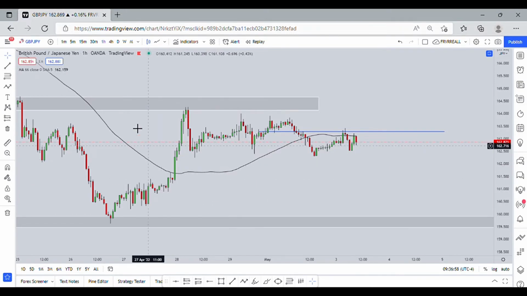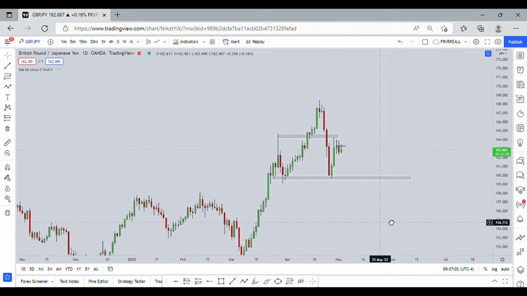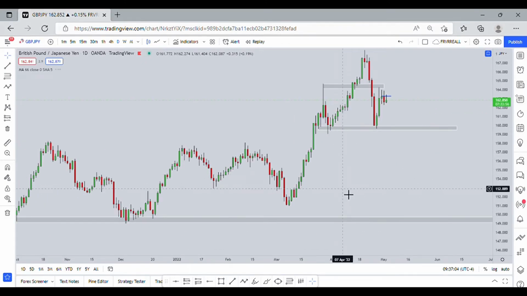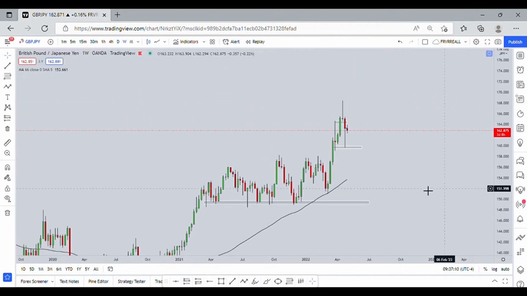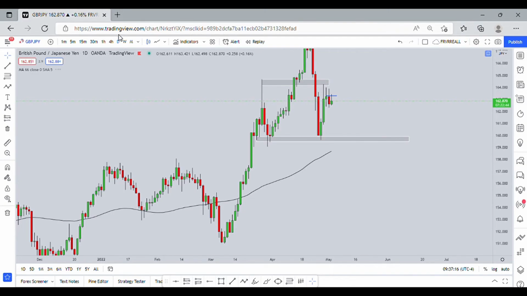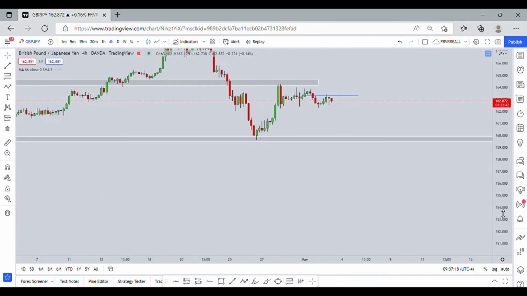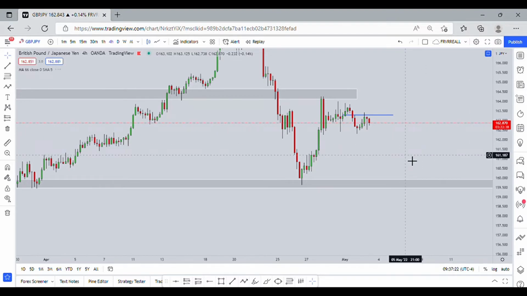If it's on the daily, you don't want to use a level that's been there for like 2 months. If it's on the weekly, you don't want to use a level that's been there for like 3 months. You want it to be recent. If it's on the 4 hour, you want it to be at most 1 week old, a level that's 1 week old.